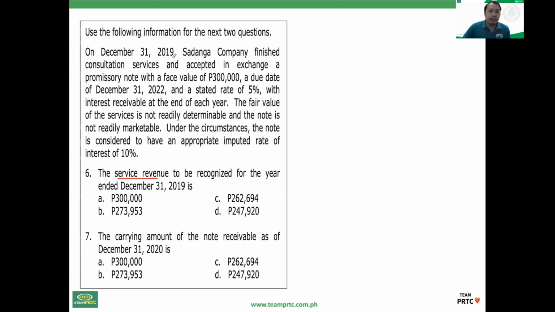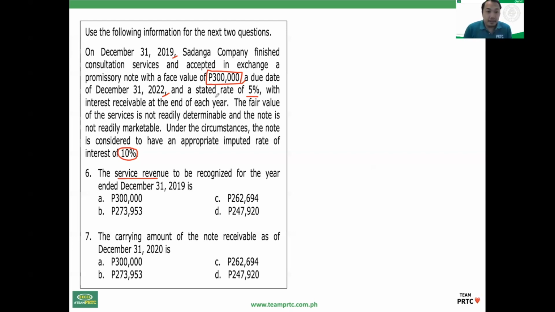On December 31, 2019, the company finished consultation services and accepted in exchange a promissory note. Face value, 300,000. Term, 3 years. Stated rate, 5%. 3 years long term. Interest bearing. Kaya lang, ang prevailing rate daw that time, 10%. So clearly, 5% is not realistic. Kasi kung realistic yung 5%, magkano revenue? 300,000. Pero dahil unrealistic, yung 300,000 na yan, hindi lahat yan principal. May portion dyan applicable actually to interest.